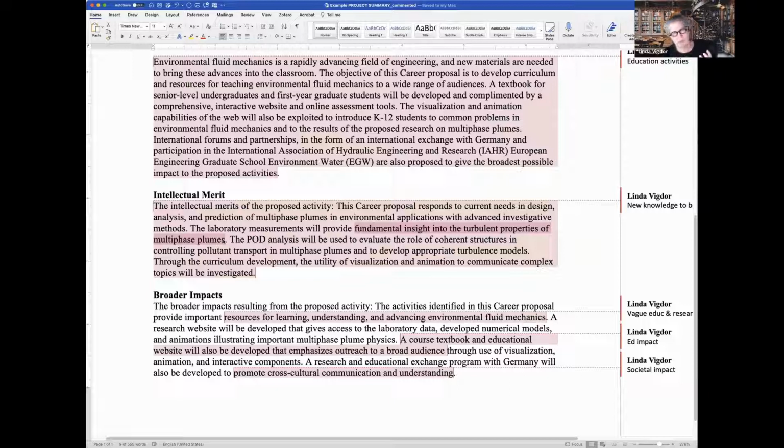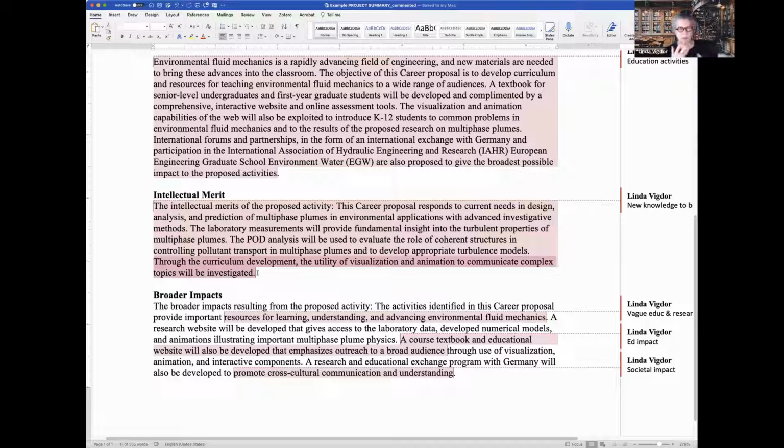There could probably be a little more information there about how that advances the field, rather than being mostly focused on knowing more specifically about these plumes. And then here, there is a bit about the education activities.